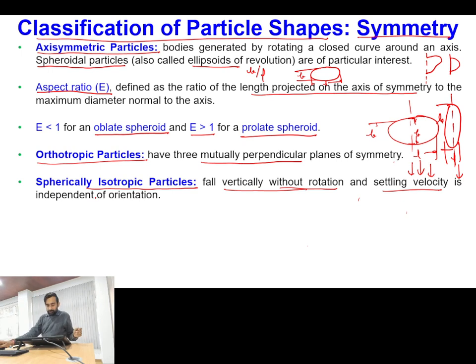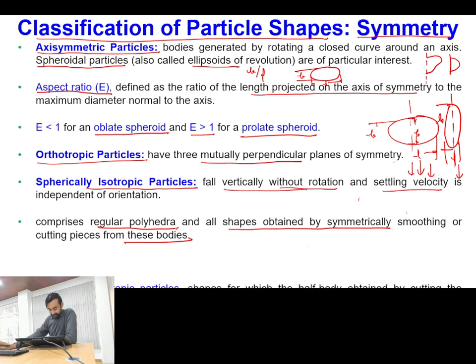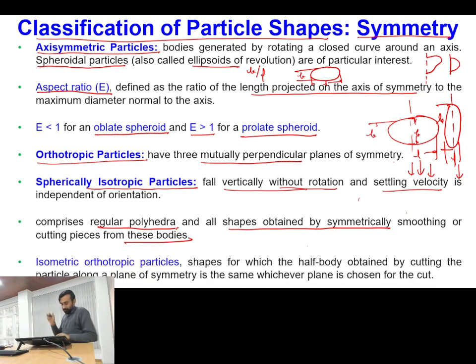Okay. So typically regular polyhedra, and the shapes which are obtained by symmetrical smoothing and cutting pieces from this type of regular polyhedra, come under the category of spherically isotropic particles. And before going to all the examples in the next slide, we also have to see one more category, which is called isometric orthotropic particles.